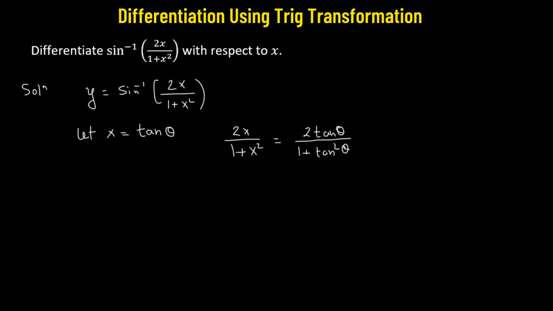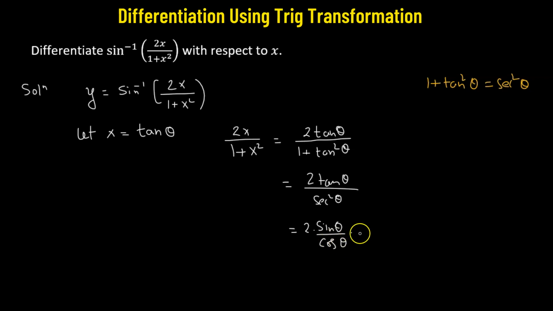Now 1 plus tangent squared theta, we know that's a trigonometric identity which equals secant squared theta. So we can replace 1 plus tangent squared theta with secant squared theta, which will be equal to 2 times tangent of theta, which can also be expressed as the ratio of sine over cosine, multiplied by 1 over secant squared theta. When it goes to the numerator, it will be simply cosine squared theta. So that gives us 2 times sine theta times cosine theta, because 1 cosine theta from the denominator and 1 from the numerator goes away.